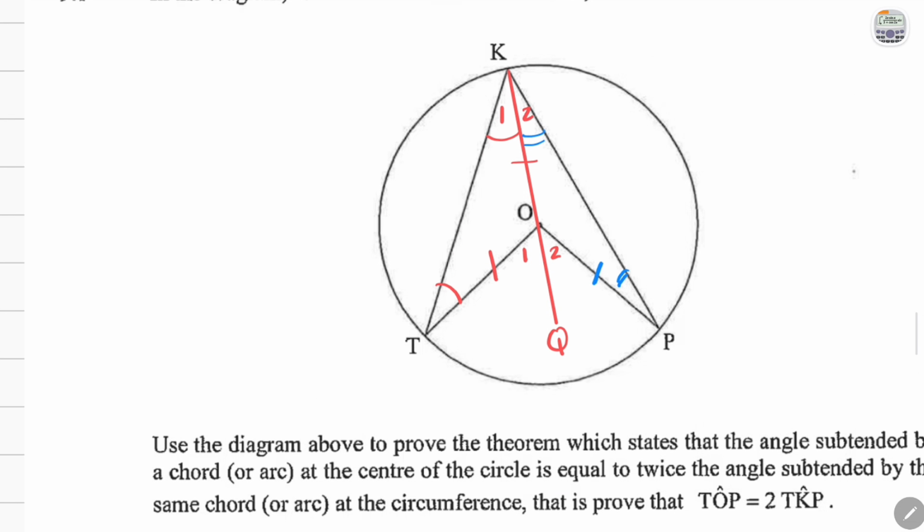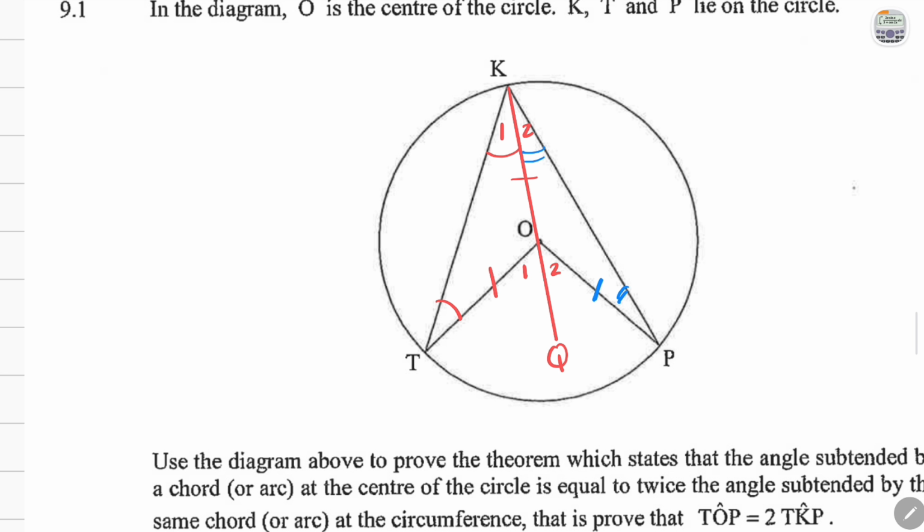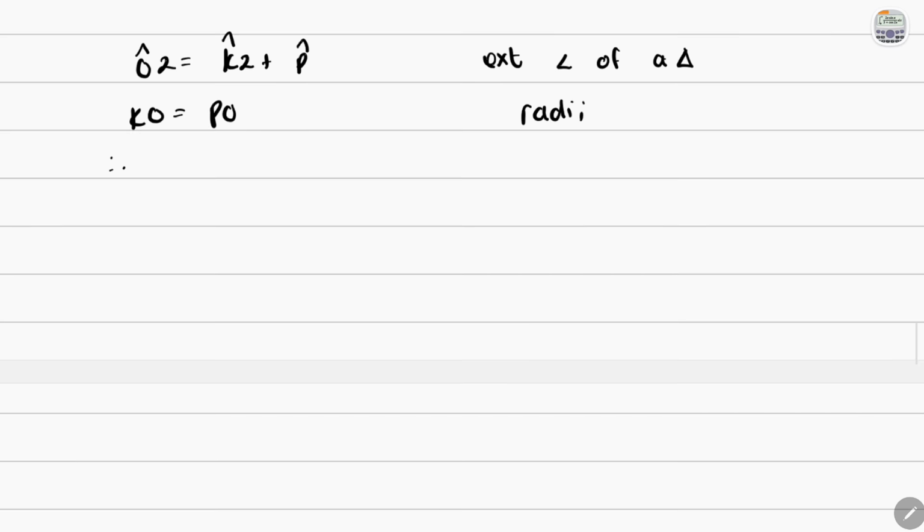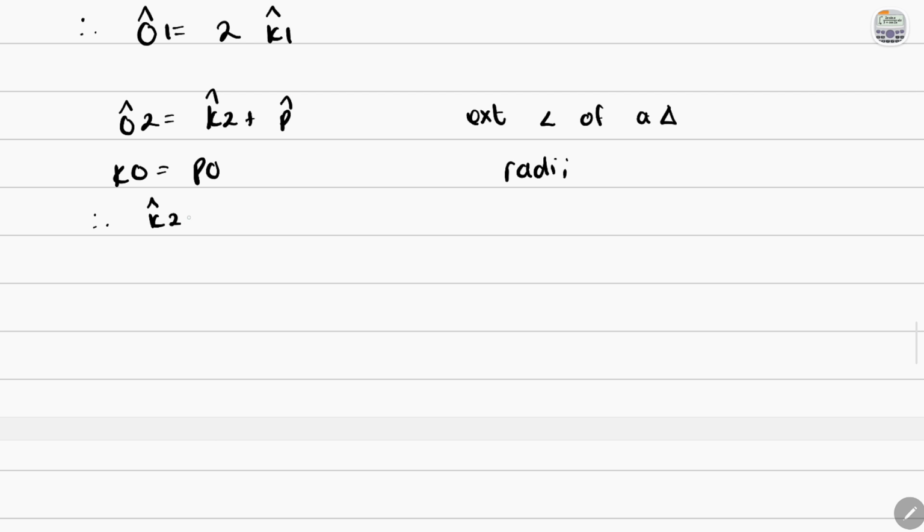And because they are equal, it means the angles opposite their equal sides are also equal. So you can see that angle K2 would be equal to angle P. Okay, so we'll put that down. Tell them that angle K2 is equal to angle P. And now we can update this equation. So angle O2 is equal to angle K2 plus, and we know that angle P is also equal to angle K2, so plus angle K2. And so this means angle O2 is equal to 2 angle K2.